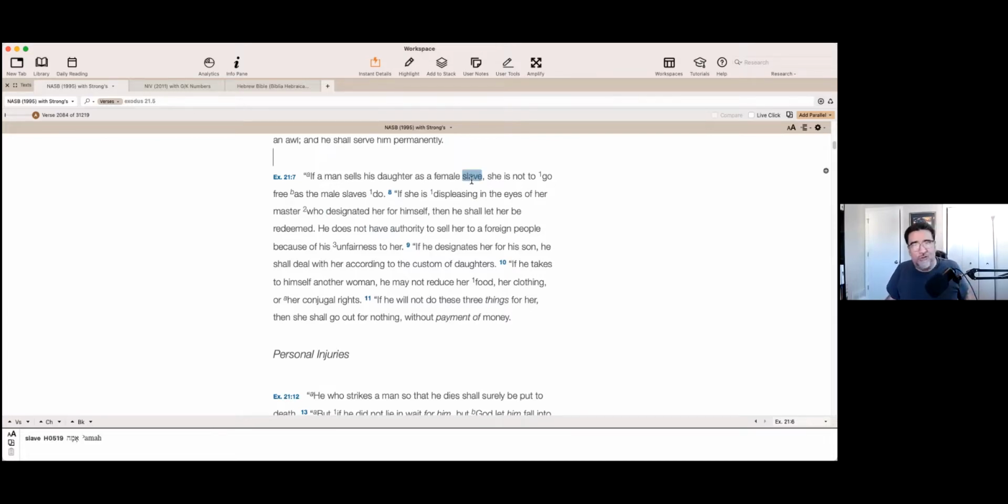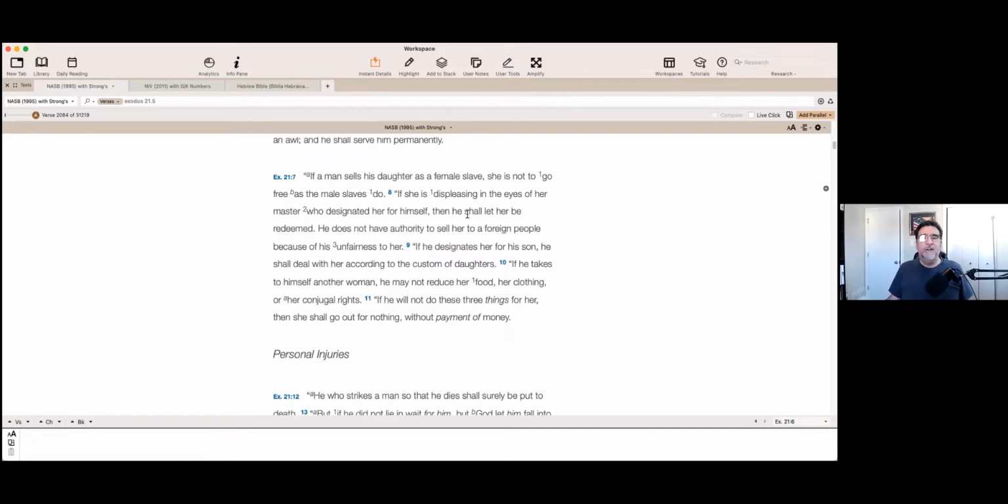So if a man sells his daughter as a female slave, and again, this has to do with indentured servitude, and whether we agree with that in the 21st century or not is not the issue. That's the way it was done back then, to protect her. She is not to go free as the male slaves do. If she is displeasing in the eyes of her master who designated her for himself, then he shall let her be redeemed.